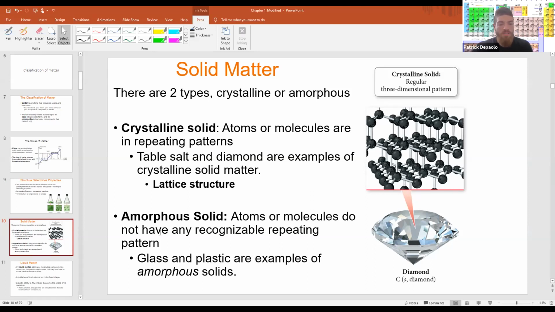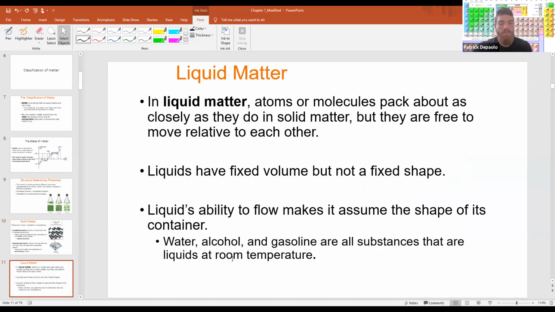Then you have amorphous solids. So amorphous solids are basically a blob of stuff that does not have any specific arrangement, like plastics, different polymers. Sometimes there's no arrangement. They're just stacked on top of each other in different configurations, and there's no real flow to it. There's no real pattern to it. So those are just two types of solids.